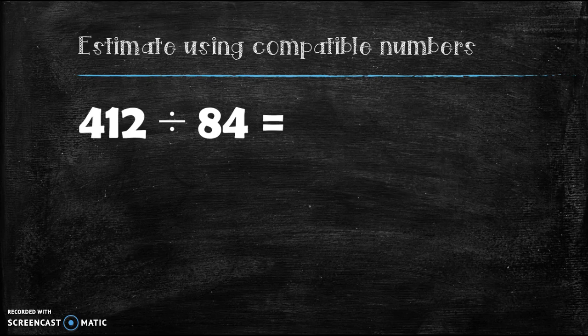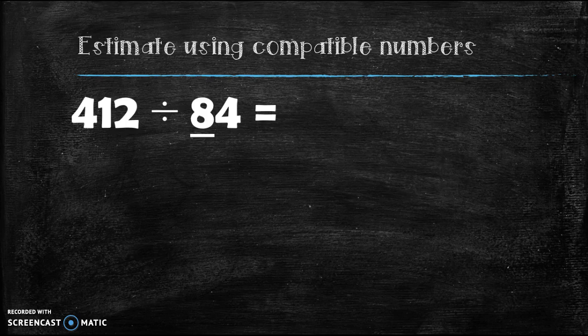So let's look at this problem first. We're going to estimate using compatible numbers. Remember, to estimate means about the correct answer, not the exact answer. And compatible numbers means choosing a number close to another number that's easier to divide mentally. So here we have 412 divided by 84.